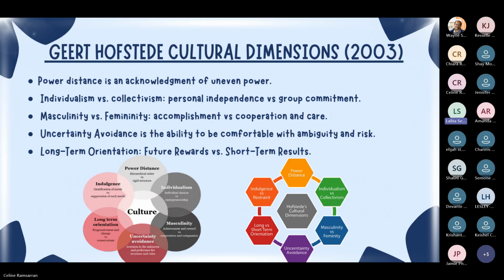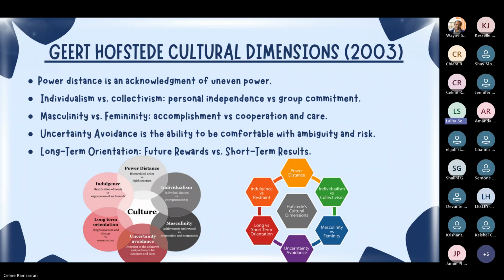Long term versus short term orientation. This demonstrates a culture's emphasis on future beliefs over immediate outcomes. Long term orientation considers strategic planning and perseverance. Short term orientation emphasizes tradition, social obligation, and immediate success. Leaders in long term cultures value sustainability and patience, whereas those in short term cultures prefer quicker results.